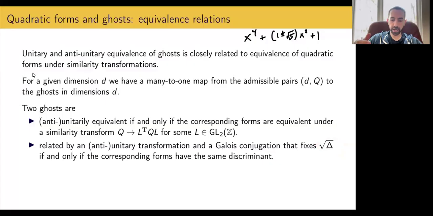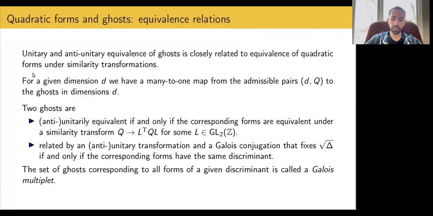two ghosts are related by an anti-unitary transformation, and some Galois conjugation on these roots, fixing root delta, if and only if the corresponding forms have the same discriminant. Okay? So that gives us some equivalence relations on these pairs, which then relate quite closely to equivalence relations on ghosts. So the set of ghosts corresponding to all forms of a given discriminant we call a Galois multiplet.